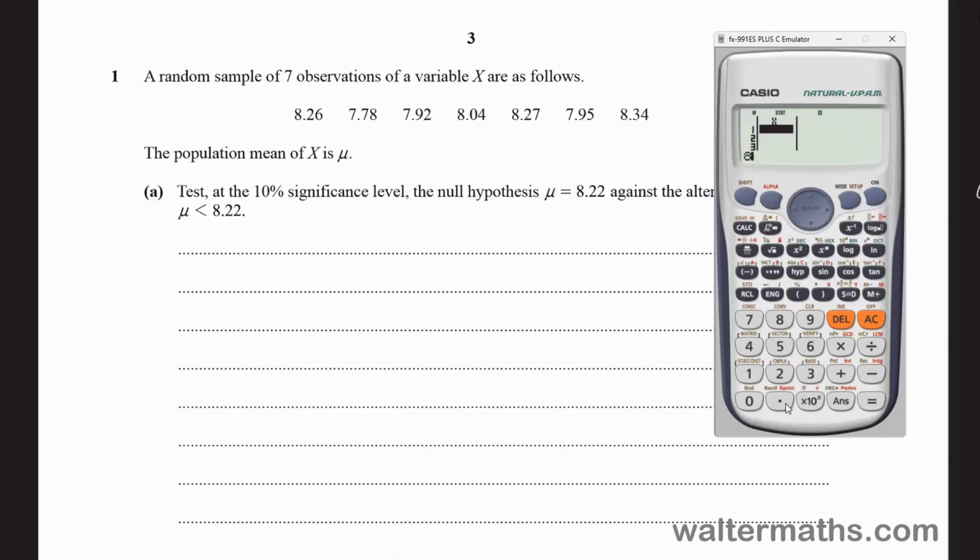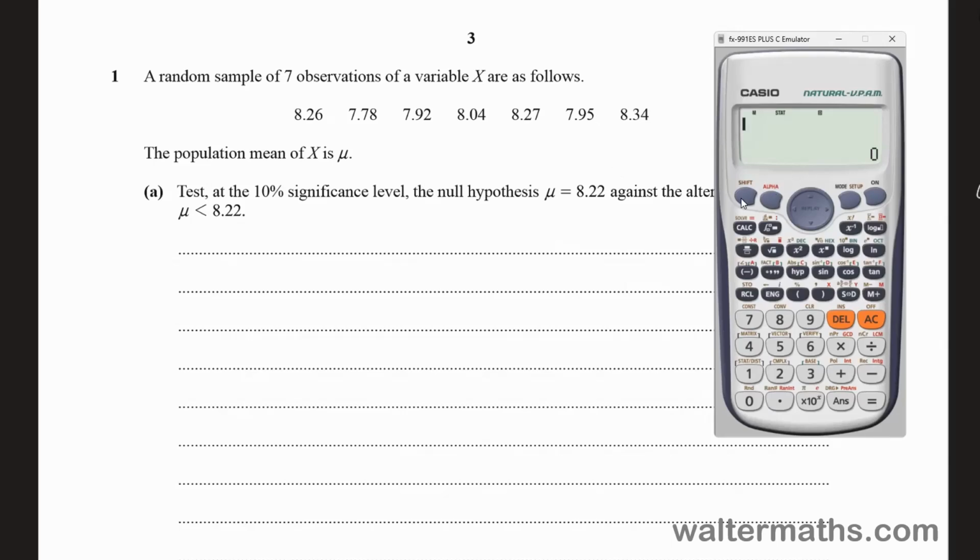So we have 8.26, enter, 7.78, enter, 7.92, enter, 8.04, enter, 8.27, enter, 7.95, enter, and 8.34. Okay, so we have stored all the data points, 7 of them.